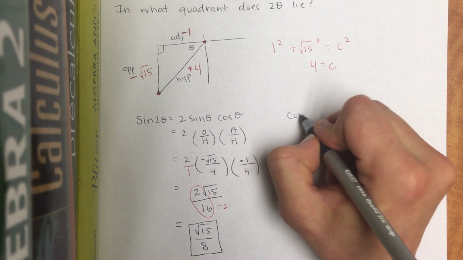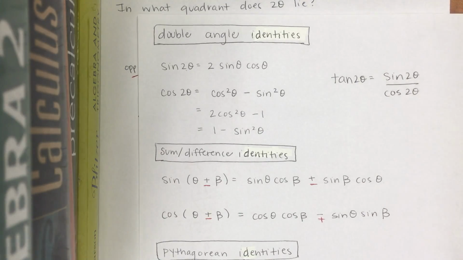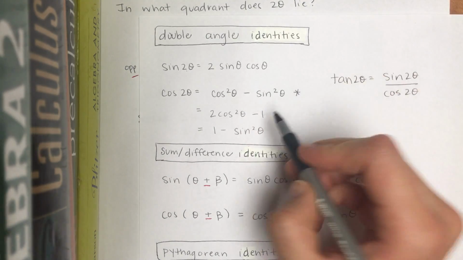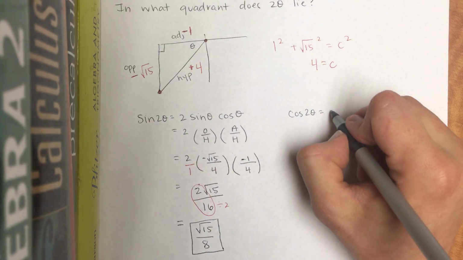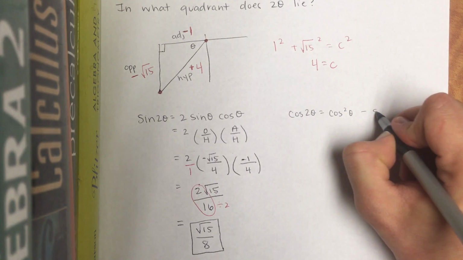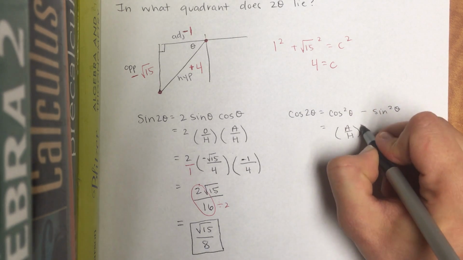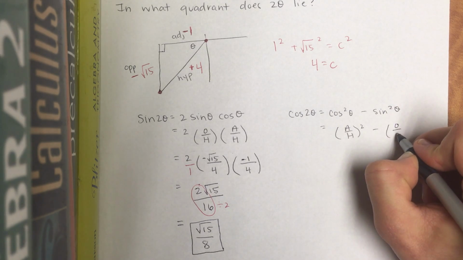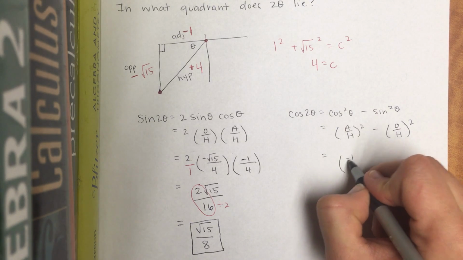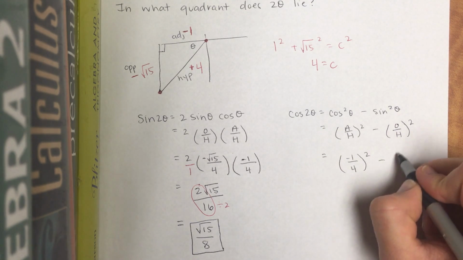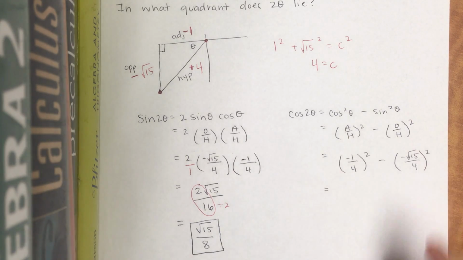Now we can find the cosine 2 theta fraction. We can use any of these cosine 2 theta identities. I prefer to use the first one, but you can honestly use whatever you want to, any of these three. So cosine 2 theta is cosine squared theta minus sine squared theta. Replace cosine theta with the CA fraction. Replace sine theta with the SO fraction. So that means we will have negative 1/4 squared minus negative square root 15/4 squared.